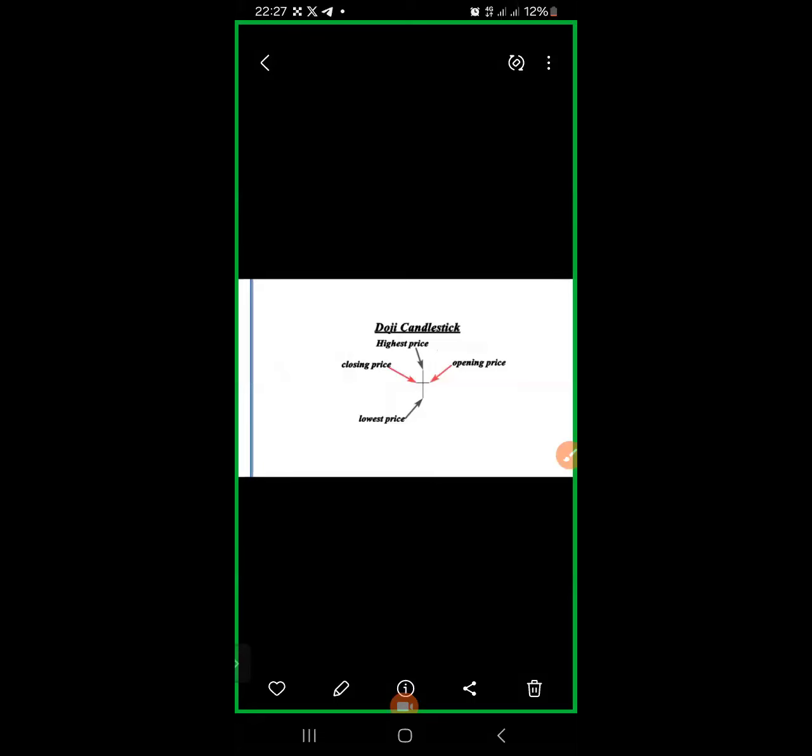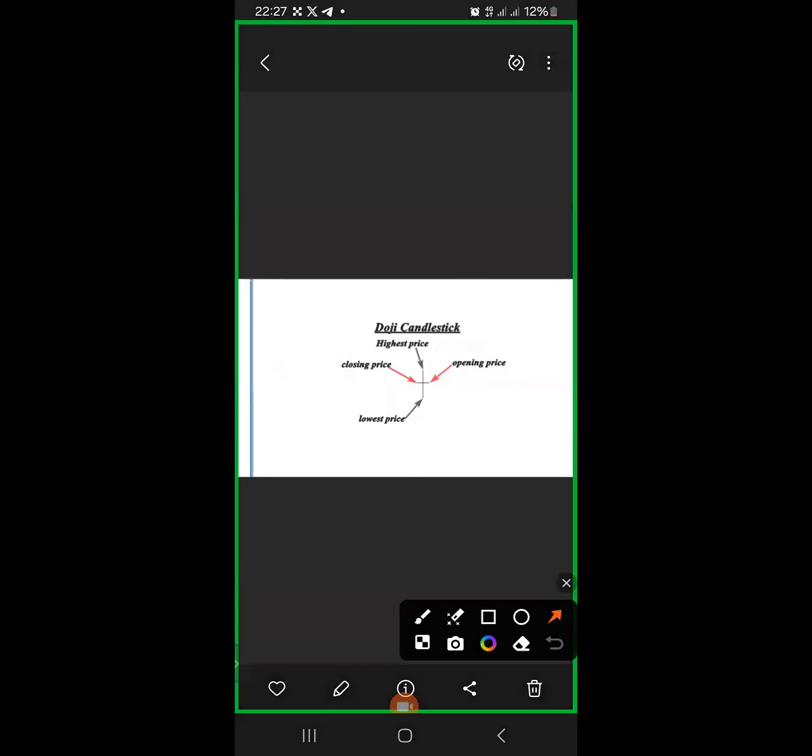It has two types. There is a dragonfly doji, which is formed with a long lower tail to identify it from others. It has a long lower tail for it to be a dragonfly doji. As you can hear the word dragonfly, we are ready to fly. So you always find it near the support. When you find it near the support level, that means the market is ready to fly to the upper side.